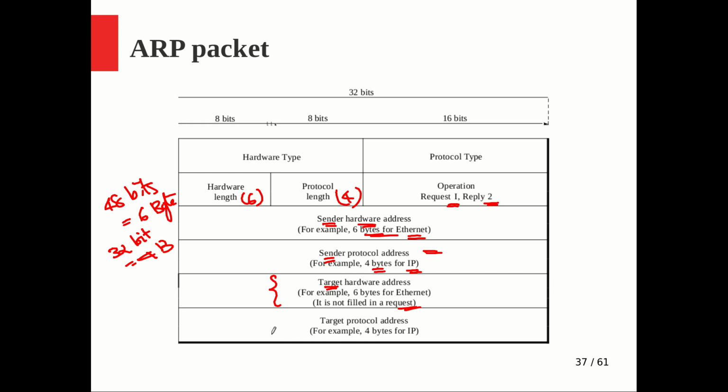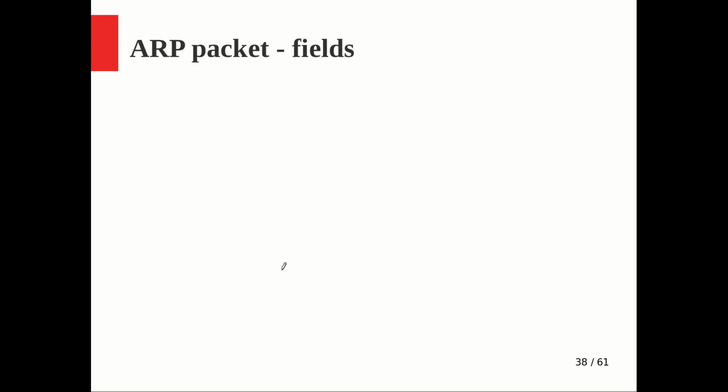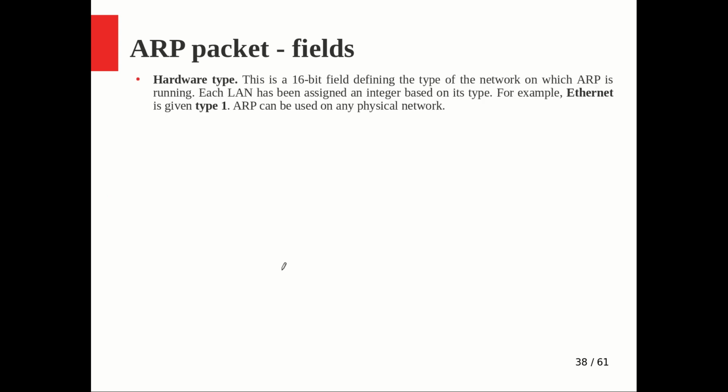So the target protocol address is the IP address of the target. That you will be knowing. So given this IP address, you are trying to find the MAC address of that particular destination, right? So you can fill these 3 fields in case of an ARP request, and this one can be kept empty, where the value will be filled by the ARP reply. So the fields are just explained here.